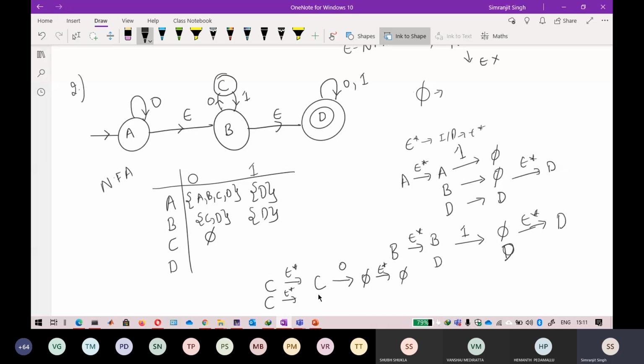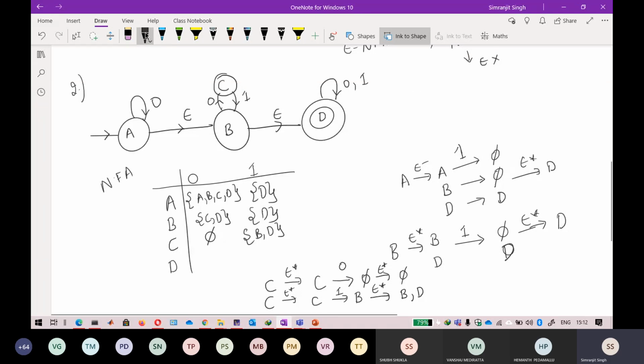And on input 1 it is going towards B, and the epsilon closure of B is B itself, and it can also be D. From B, D can be reached. Okay, so it will be B comma D. In the same way, I think only one is remaining. Okay, so let me just remove this part. Okay, so take the epsilon closure.